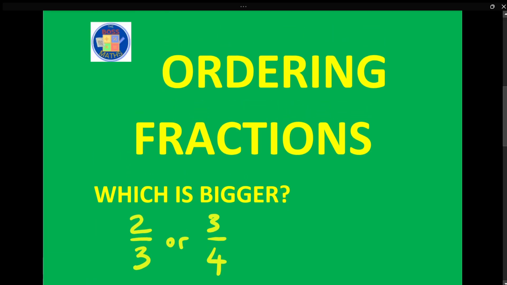Today we're looking at ordering fractions. The question says, which is bigger? There's a few ways to look at this. One of the ways is some people like to change these to decimals, then compare the two fractions. Another way you can do this is by using equivalent fractions. Let's have a look to see how this technique works here. So which is bigger, 2/3 or 3/4?